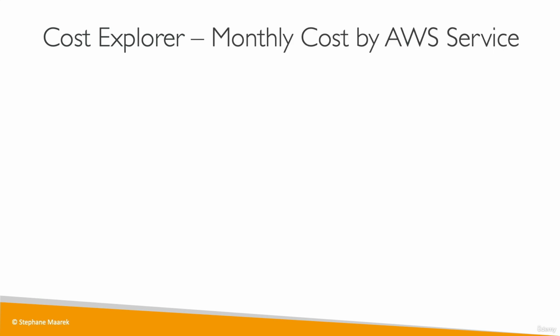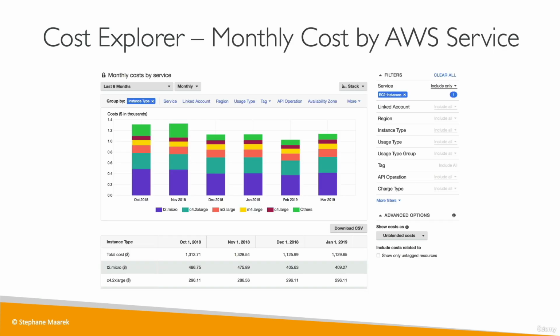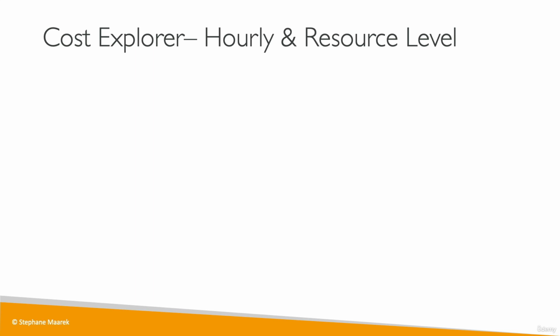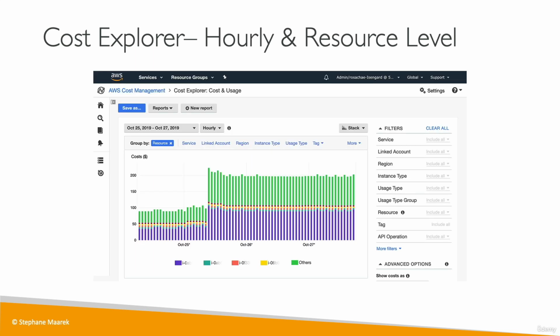So here in this example with Cost Explorer, you can get the monthly cost by AWS service. And as you can see here, you will get these graphs based on each different month, and it will give you, in this example, for EC2 instances, which ones are costing you money, as well as the types. You can get hourly and resource level information. So this is your cost every hour with, again, the cost defined by EC2 instance, so you can understand which EC2 instance is costing you more every single hour.